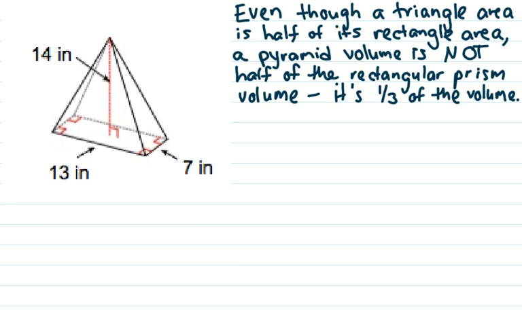Even though a triangle area is half of its rectangle area, a pyramid volume is not half of the rectangular prism volume. It's 1/3 of the volume. Let me see if I can do my best to explain.